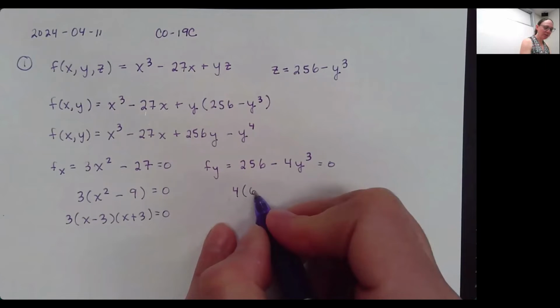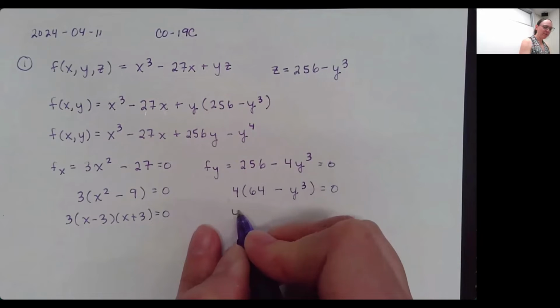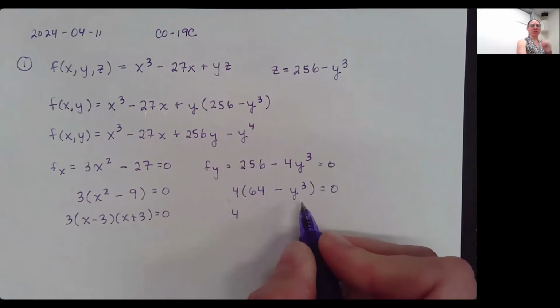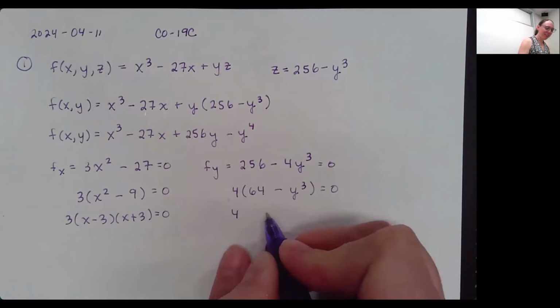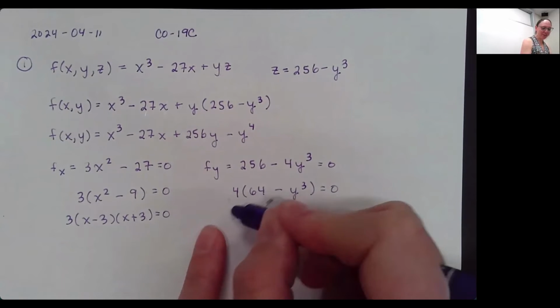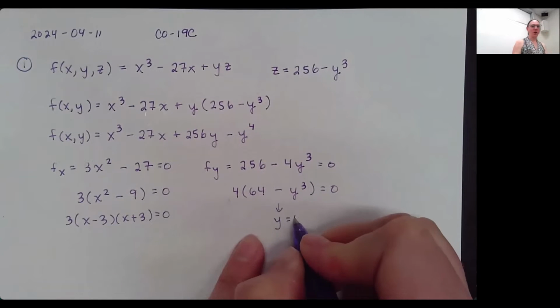So that's going to leave me with 64 minus y cubed is equal to 0. I could factor that. I'm not going to factor that. That is a difference of perfect cubes. I'm just going to say I know that 4 is never equal to 0. And the only solution to this is y equals 4.